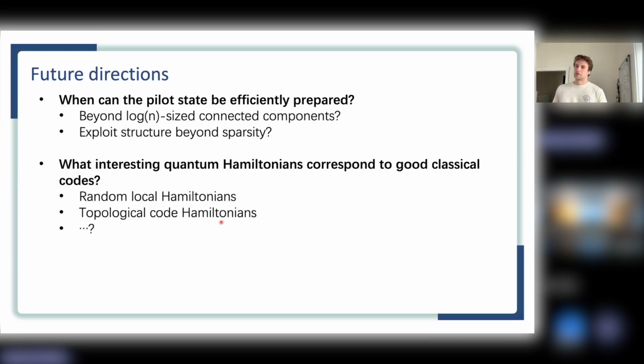Those would be very useful questions to answer. And of course, the general question is, what Hamiltonians should we study? What are good, interesting quantum Hamiltonians, which are classically hard, but under this reduction correspond to good classical codes, such that our quantum algorithm works well.